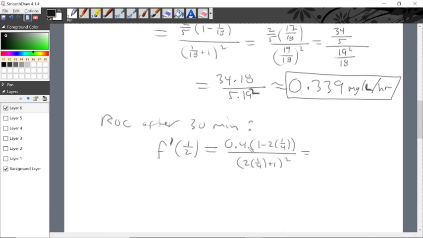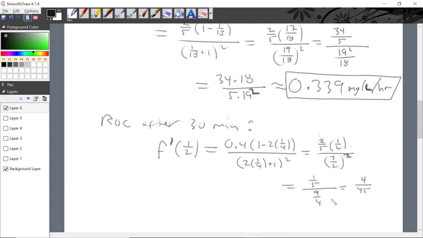0.4 is the same as 2/5, so I'm going to write it as 2/5. This is 1 minus 1/2, which is 1/2. Down here we have 1/2 plus 1, which is 3/2, so 3/2 quantity squared. We get to cancel the 2s. We have a 1/5 in the numerator, and in the denominator we have 9 over 4. So this is the same as 4 over 45.